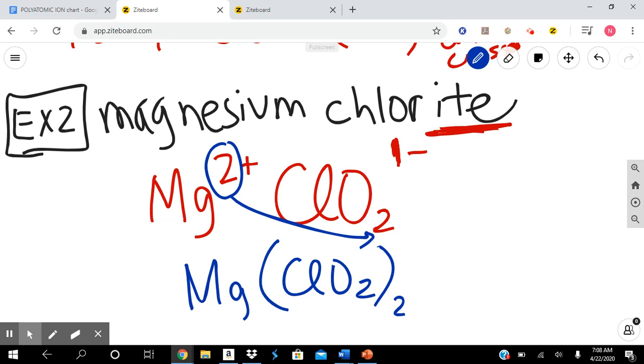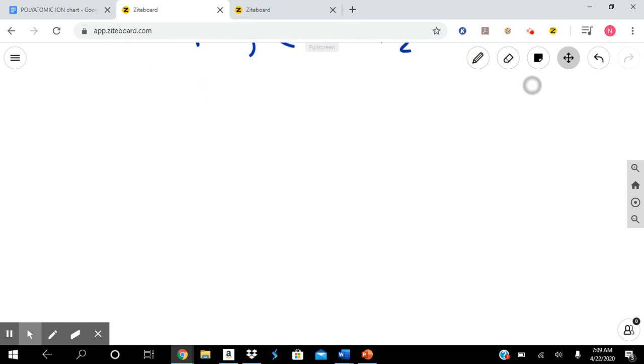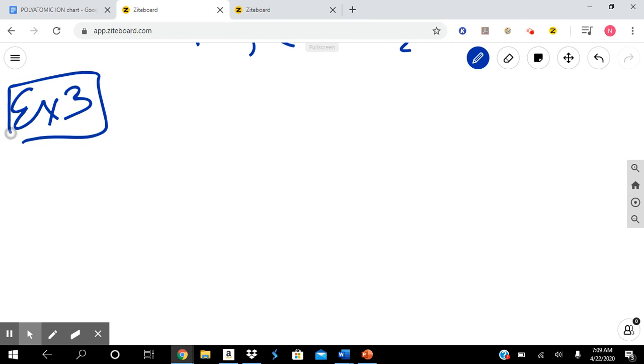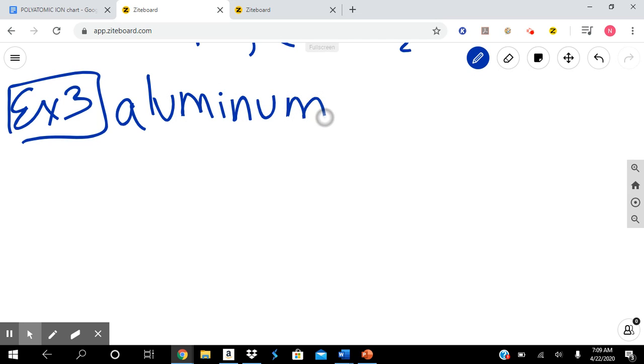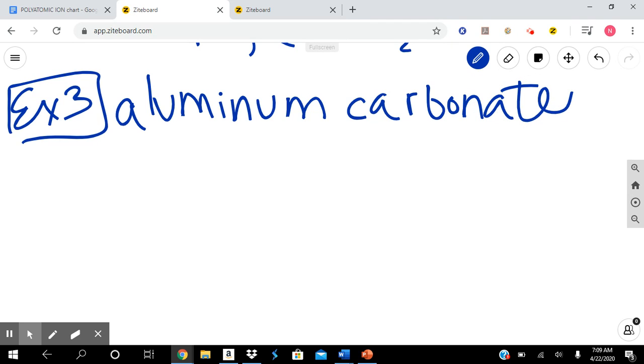Let's try, we have a couple more examples on special cases that I want to go over. So in this one, example 3, let's do aluminum carbonate. Pause the video if you want to try it on your own. Aluminum is Al, it's in group 13, so it has 3.